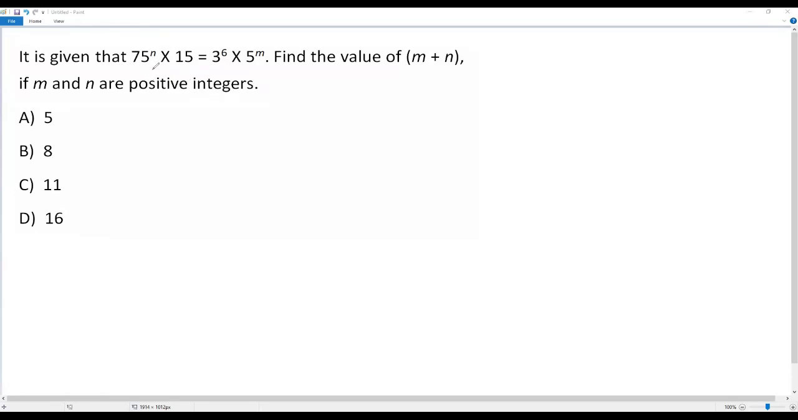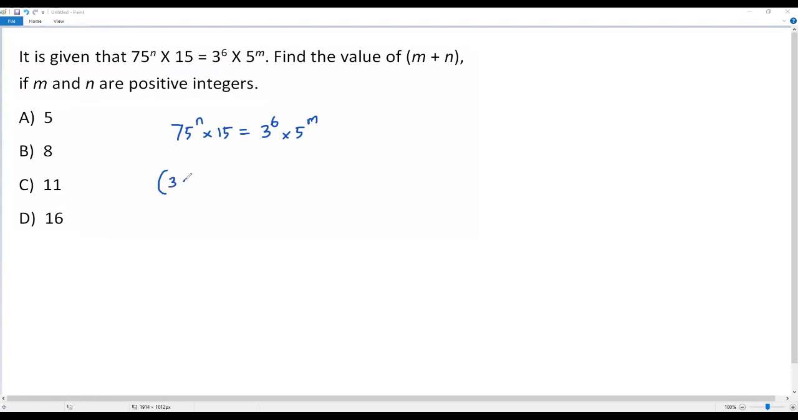It is given that 75 to the nth power times 15 equals 3 to the 6th power times 5 to the mth power. Find the value of m plus n if m and n are positive integers. Okay, let me take the given equation as it is. That is 75 to the nth power times 15 equals 3 to the 6th power times 5 to the mth power.